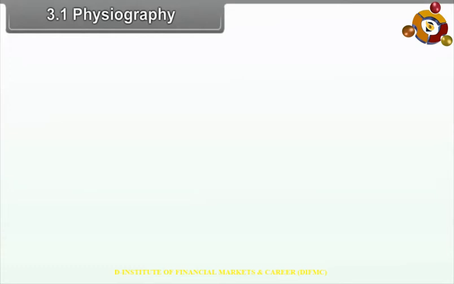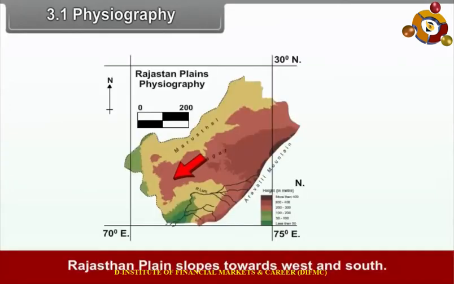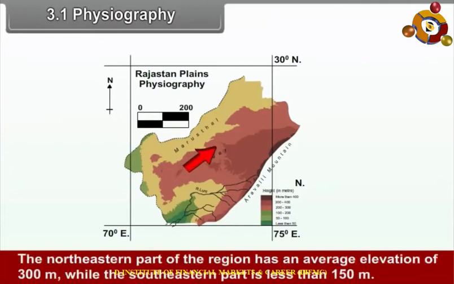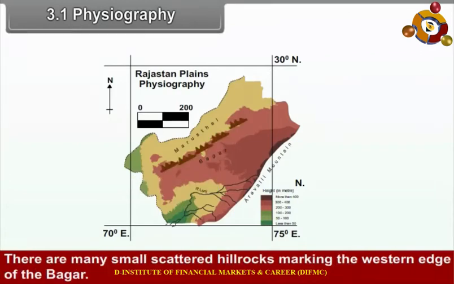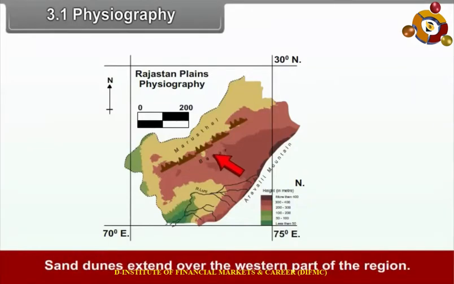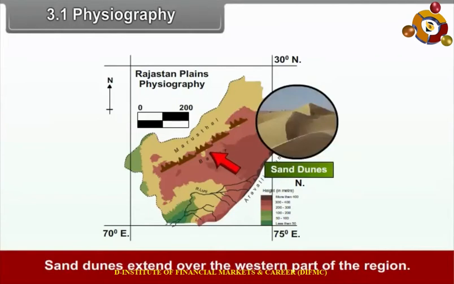Physiography. Rajasthan Plain slopes toward west and south. The northeastern part of the region has an average elevation of 300 meters, while the southeastern part is less than 150 meters. There are many small scattered hill rocks marking the western edge of the Bagar. Sand dunes extend over the western parts of the region.